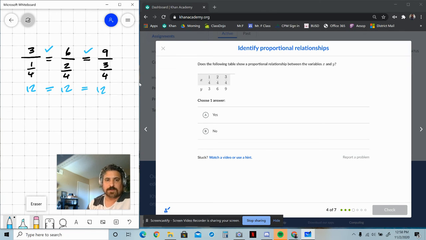What will be the equation for this relationship? Y equals 12x. And there you go. X times 12 equals y. What's 1/4 of 12? 3. What's 2/4 of 12 or half of 12? 6. What's 3/4 of 12? 9. And so this is definitely a proportional relationship.